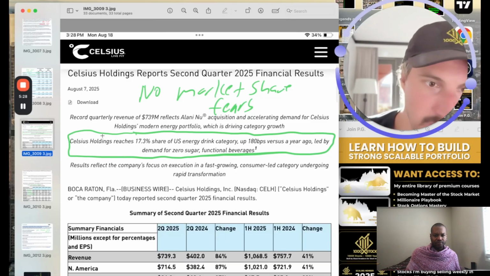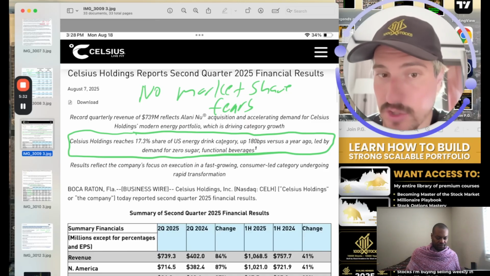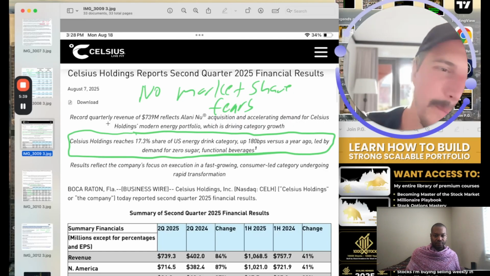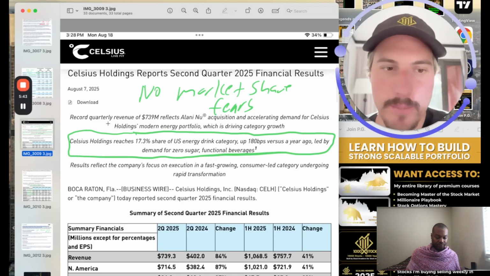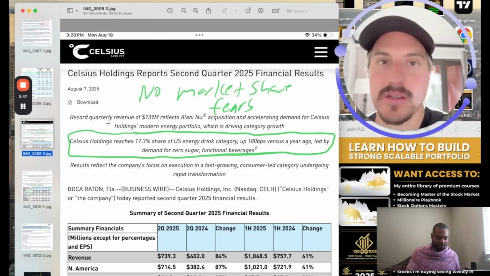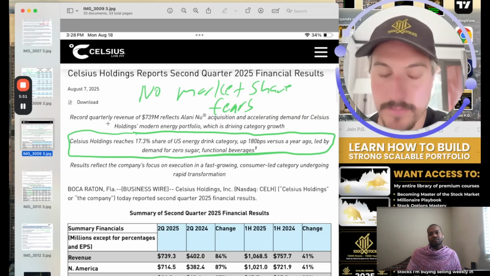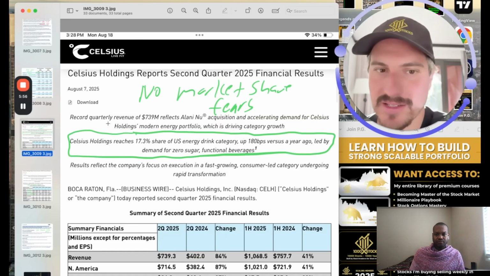Because in their latest quarter, they just went to a 17.3% share of the US energy drink category, up 180 basis points versus a year ago, led by demand for zero sugar and functional beverages. And my guess is, where's this market share number going for Celsius now that they have the Alani brand as well? My opinion is the market share for Celsius is going to 20+% long term. That's my opinion. They will be a 20% plus market share in the United States when it comes to the energy drink category.